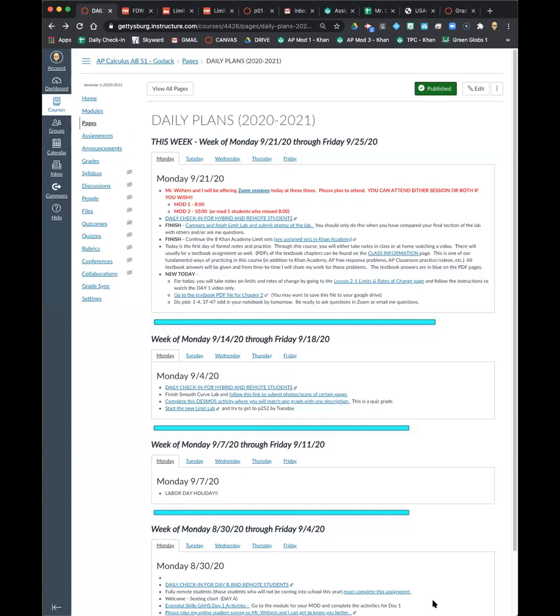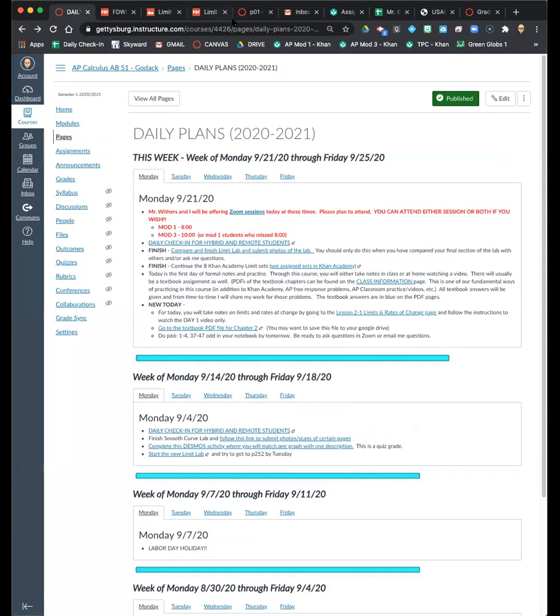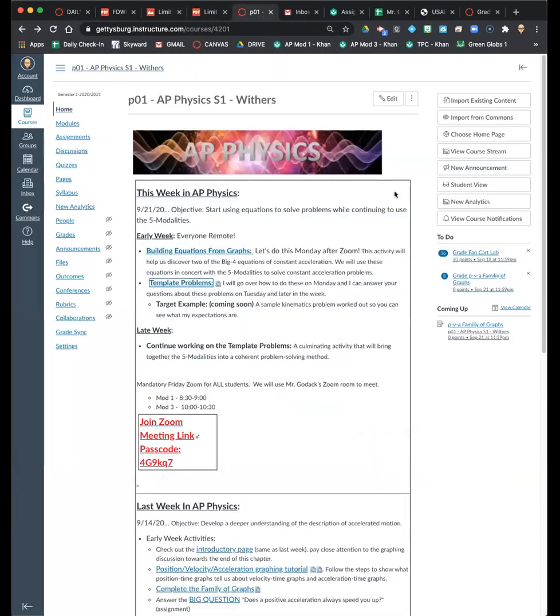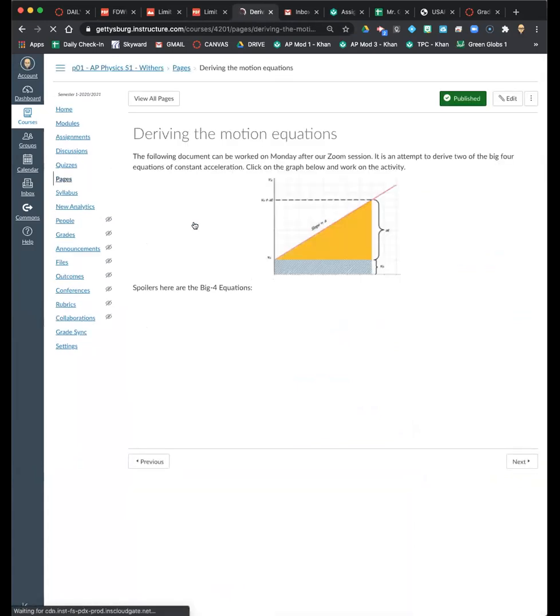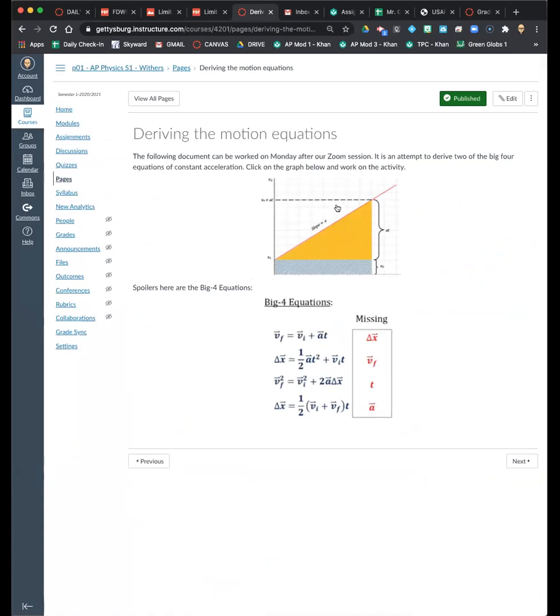All right, just wanted to show you a couple things here. Just while I've got it here, to reiterate what Mr. Withers just said. So building equations, this activity is the thing he said is a good activity for you to help develop the first two big four equations.